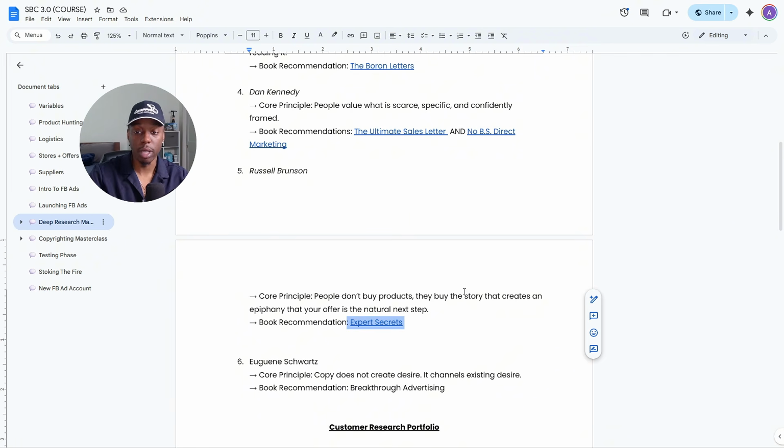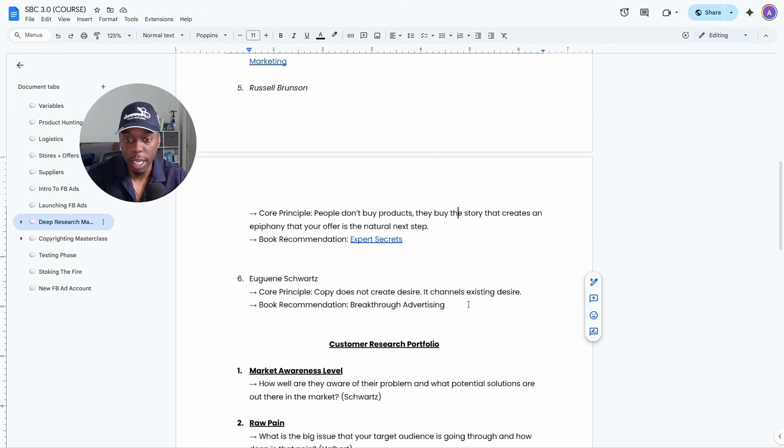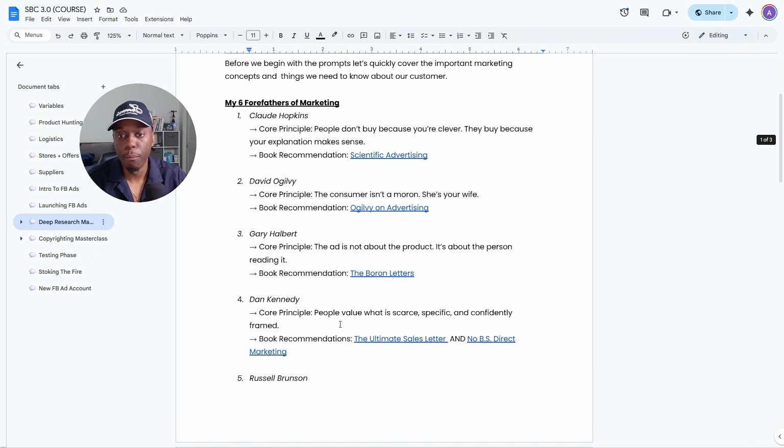I used to use a lot of Russell's stuff in my previous business back when I was selling info, agency space. Breakthrough Advertising is really good. I forgot to link the book though. But really great stuff. A lot of what these guys teach, they have their own unique core principles, which I love.